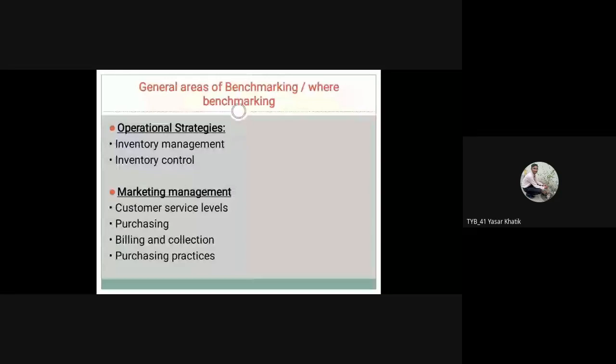ऑपरेशनल स्ट्रॅटेजीज. Okay, so in that operational strategies you can do the benchmarking in inventory management and inventory control. So inventory, you might have heard this word in the last semester also and this semester also. So inventory means we are just going to store whatever raw material is required for our production. Not only storing; we have to supply the right material at the right place at the right machine.